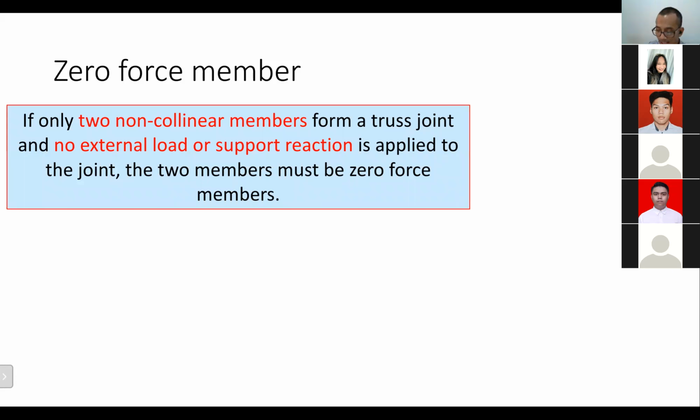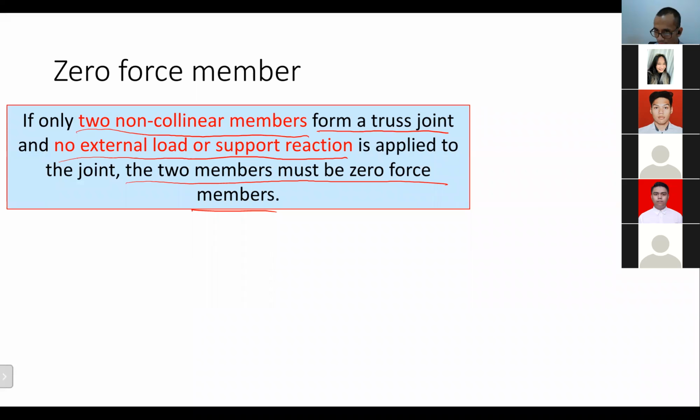So this is it. If two non-collinear members form a joint, remember, two non-collinear members form a joint, and no external load or support reaction is applied to the joint, the two members must be zero force members. Two non-collinear members form a joint, and no external load or support reaction is applied to the joint. The two members must be zero force members.